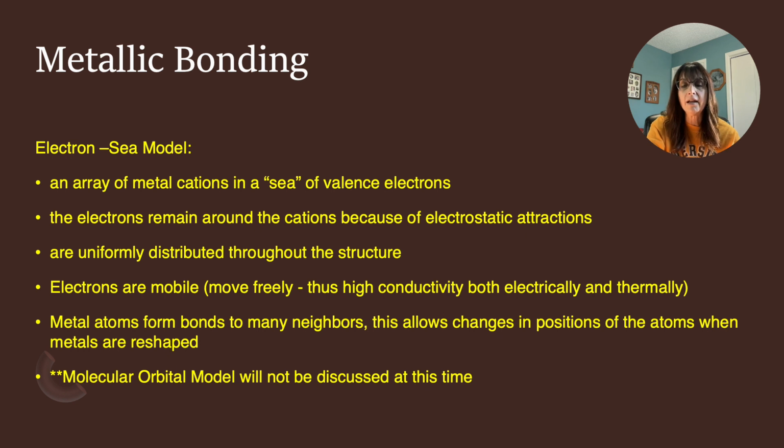Metal atoms form bonds to many neighbors. This allows changes in positions of the atom. Metals are reshaped. And there is a whole other piece to metallic bonding called molecular orbital theory. And the cool thing about that is it's kind of complicated, but it explains some of the unique properties we see in different bonding, but we're just not going to discuss it in this class.